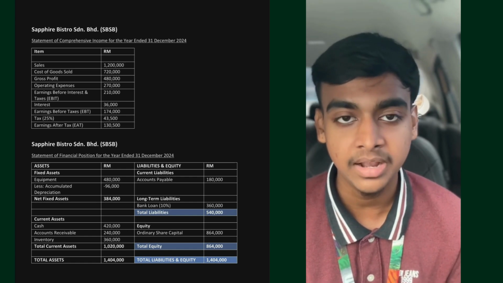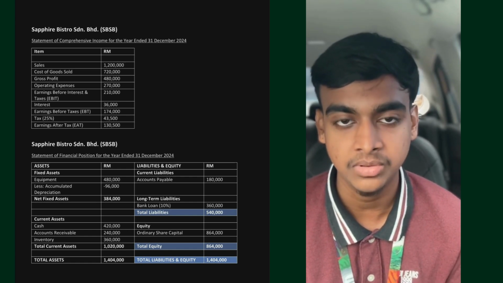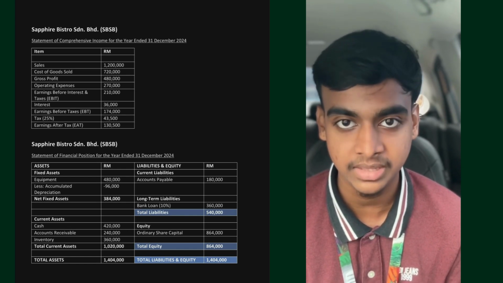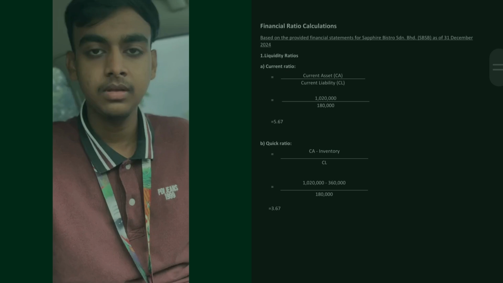Accounts payable, current liabilities, 180,000. Bank loan, long term liabilities, 360,000.